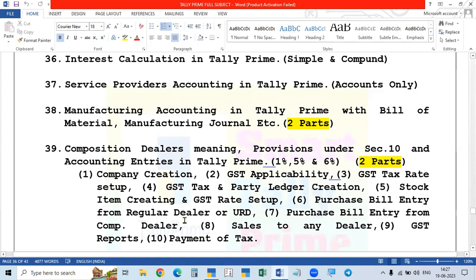but since we have the setting, it will be added to the purchase value. So that amount will be added to the purchase value.